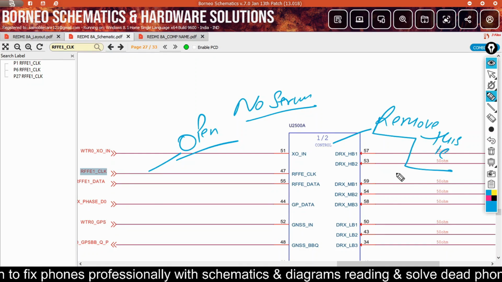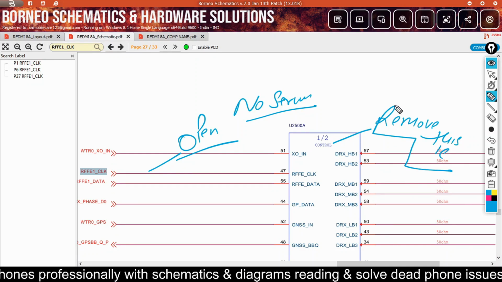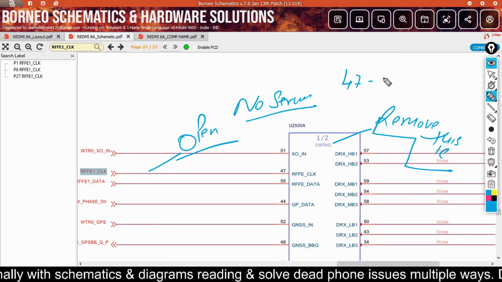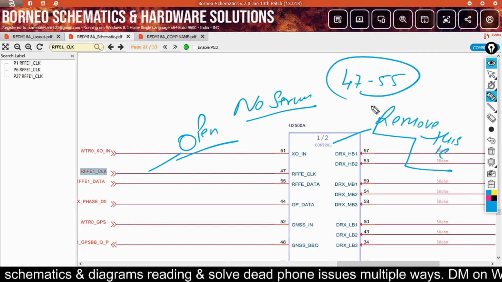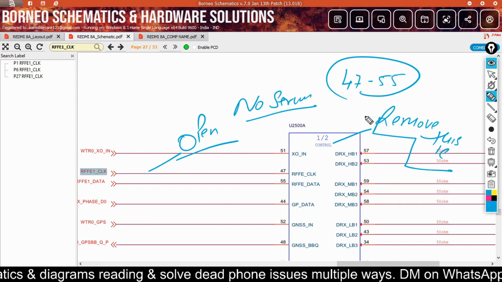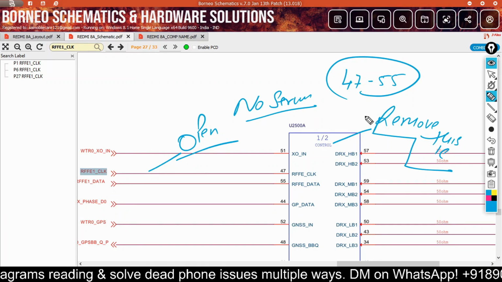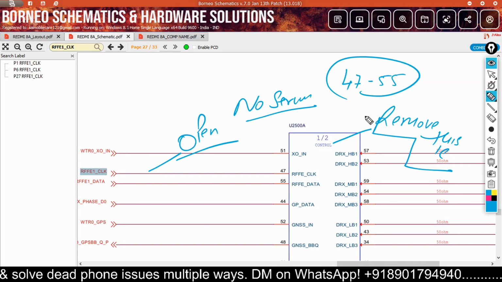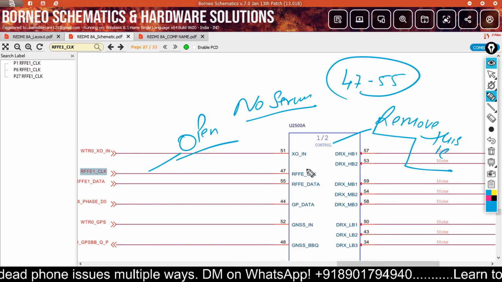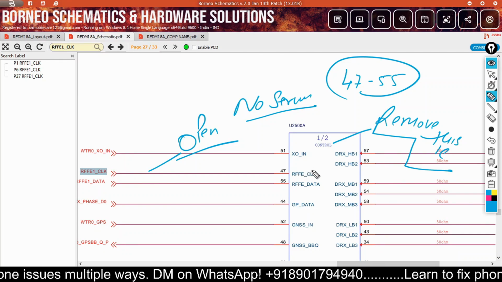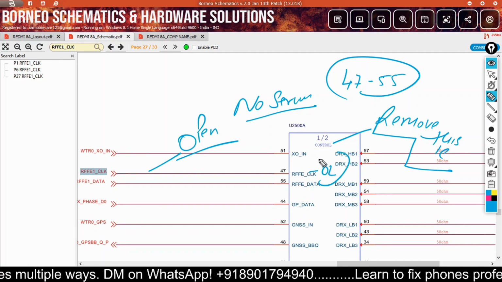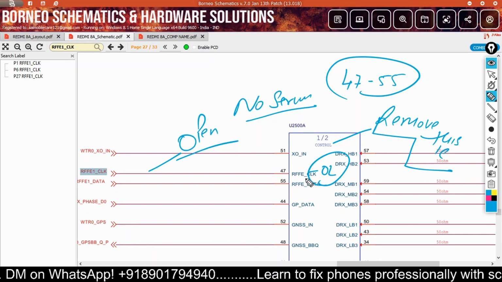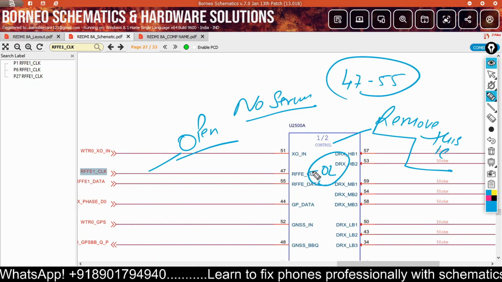After you remove this IC, there are pads. So check pad number 47 and 55. If you get a diode value on these points, that means your CPU is connected here. If any line is open, then that means the problem is the CPU, and you can reball the CPU.